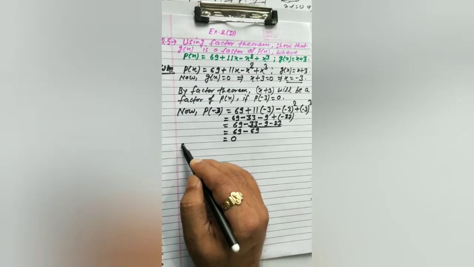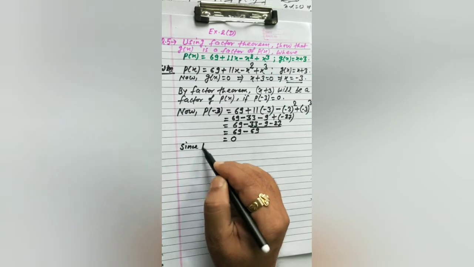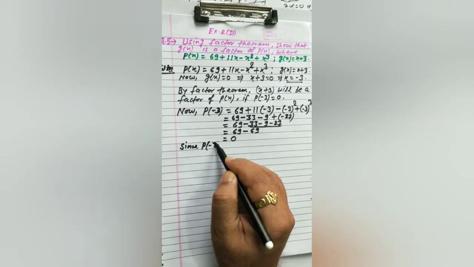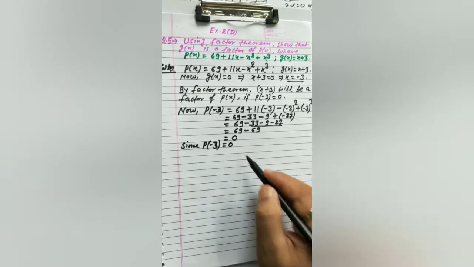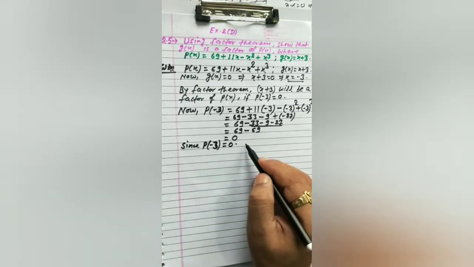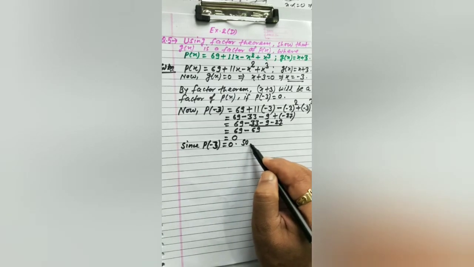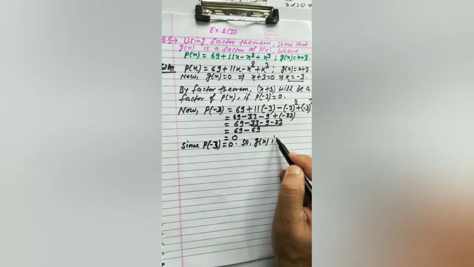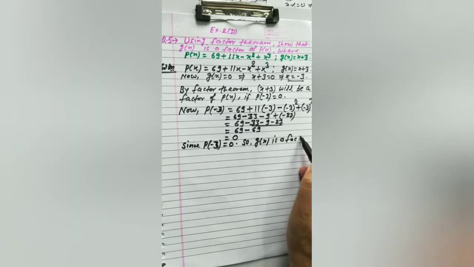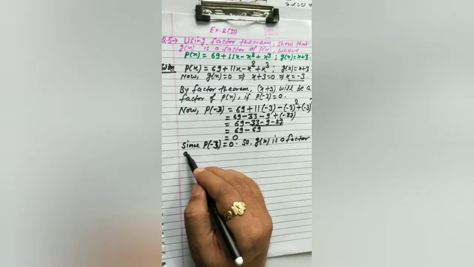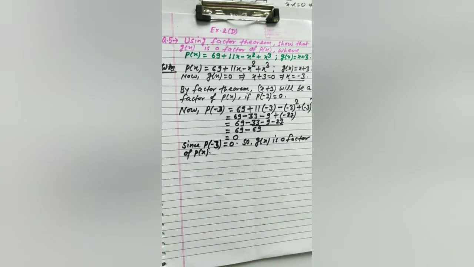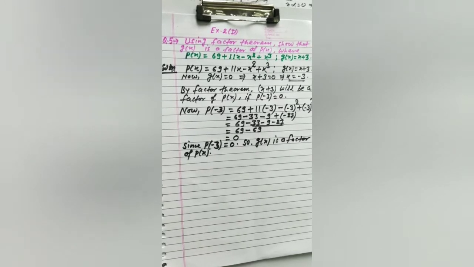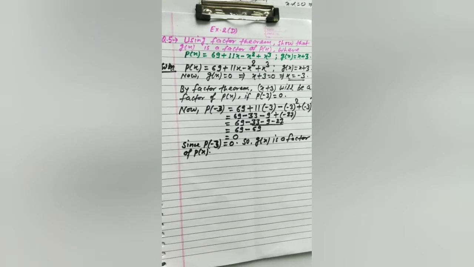So write here, since the value of the polynomial at x is equal to minus 3 is equal to 0, so g(x) is a factor of given polynomial p(x). So in this way you can show that a divisor polynomial is a factor of the dividend polynomial.